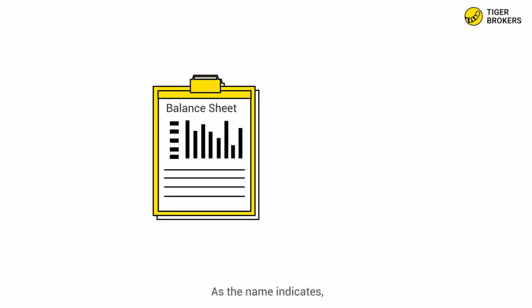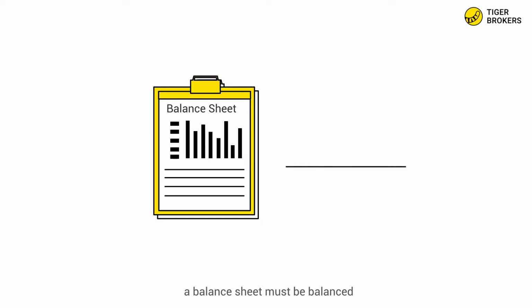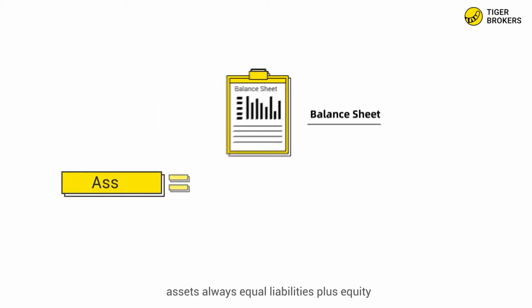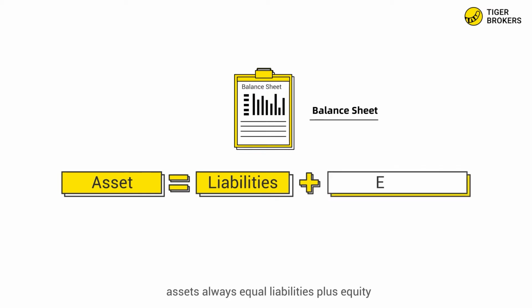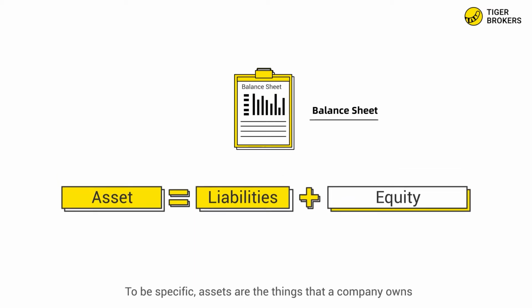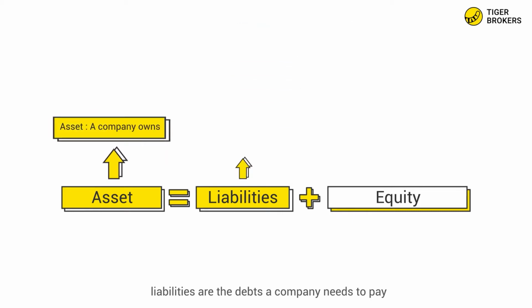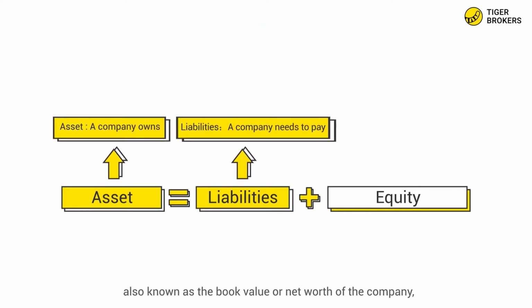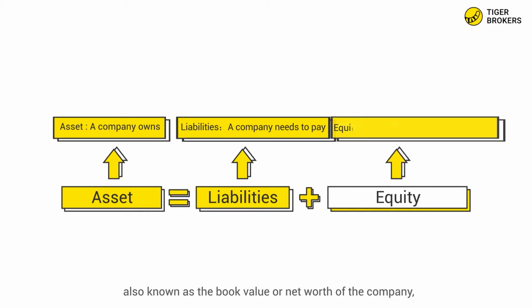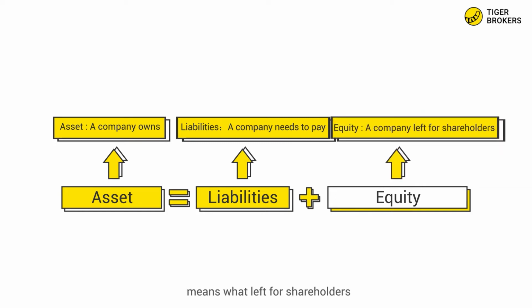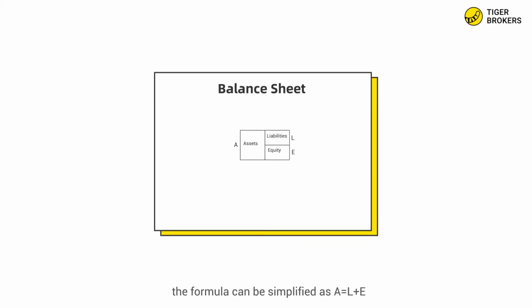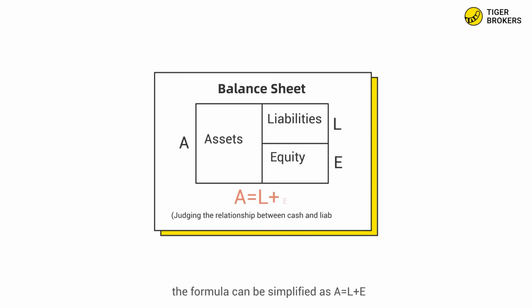As the name indicates, a balance sheet must be balanced. In the balance sheet, assets always equal liabilities plus equity. To be specific, assets are the things that a company owns. Liabilities are the debts a company needs to pay. Equity, also known as the book value or net worth of the company, means what is left for shareholders. According to the chart below, the formula can be simplified as A equals L plus E.